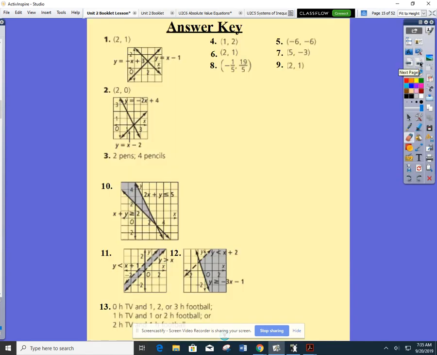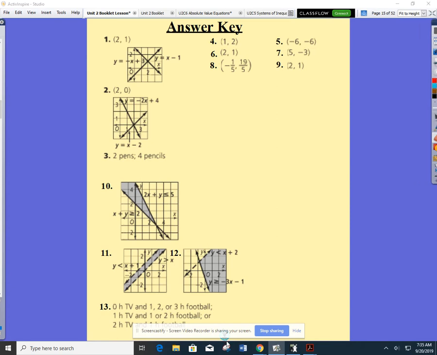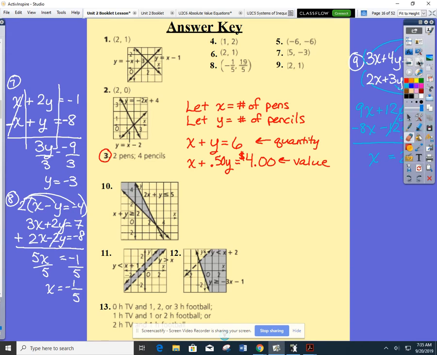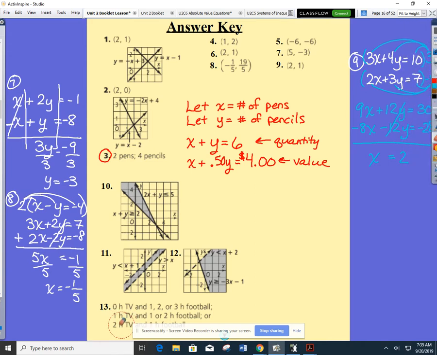Here are the answers. And you are just going to check over your work. You can pause this if you need to. Just so you know, on the bottom here, the very last row says 2 hours of TV and 1 hour of football. On this page, I just had some work that I had started in my class yesterday when I was going over this.